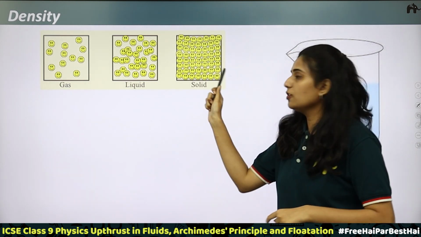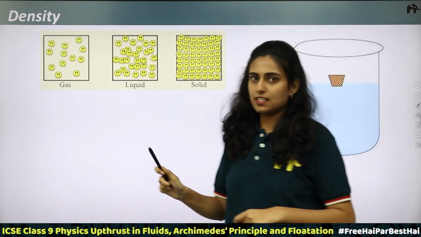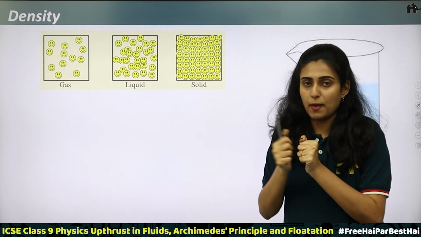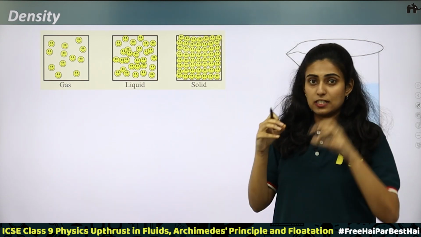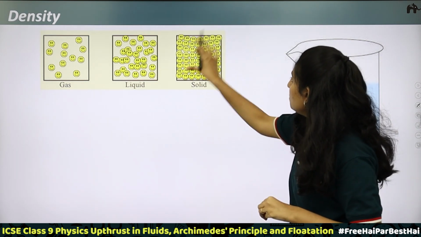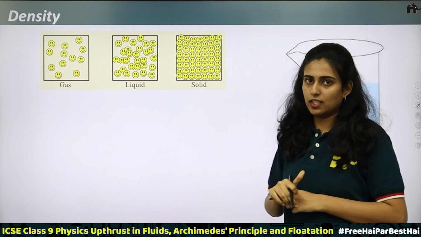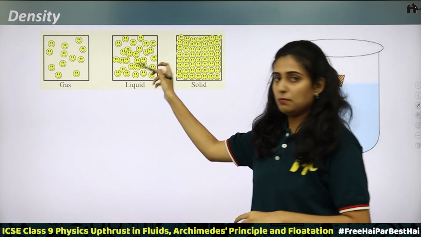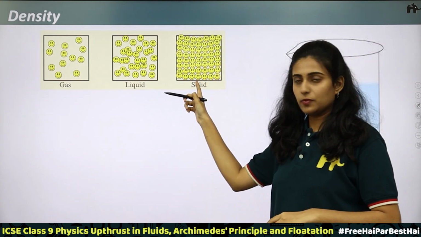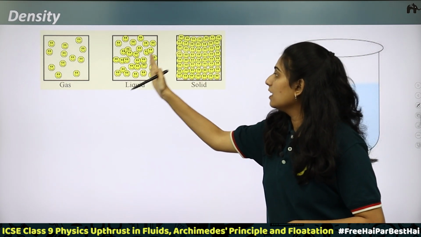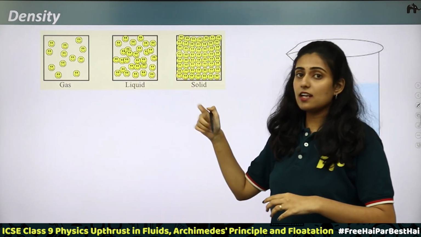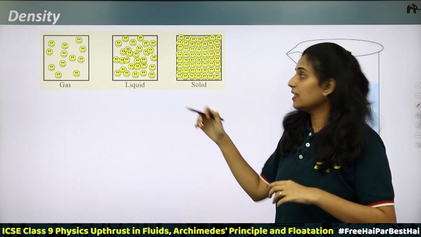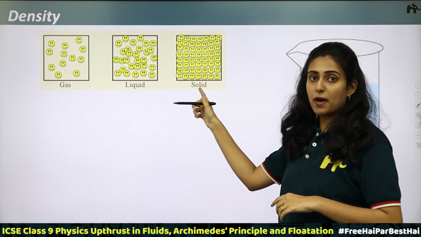Now take this. You have a solid, you have a liquid, you have a gas. In a solid, you can see all the particles are very closely packed. One particle is touching the other particle. Very small amount of empty space is there inside a solid. But in a liquid, you can see there are more empty spaces compared to the case of a solid. In the case of liquids, the particles are closer than in the case of gas, but they are at a distance compared to the particles in a solid.